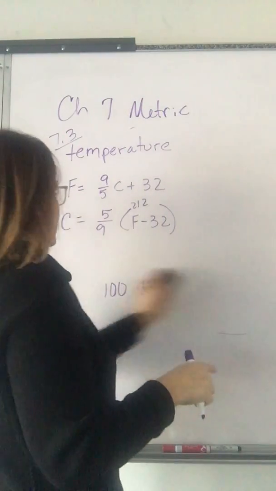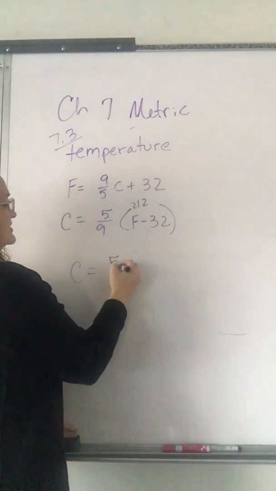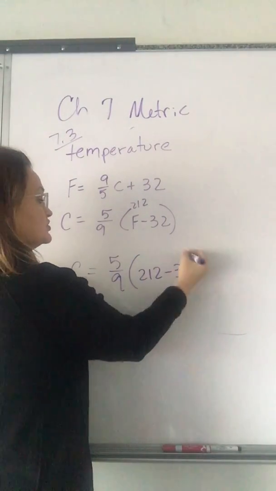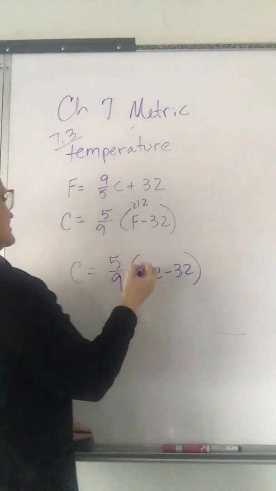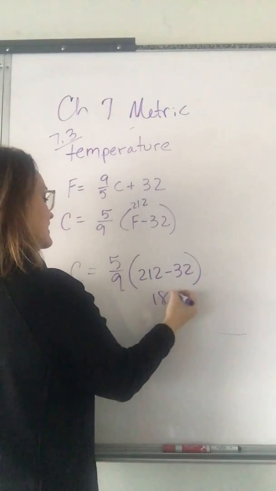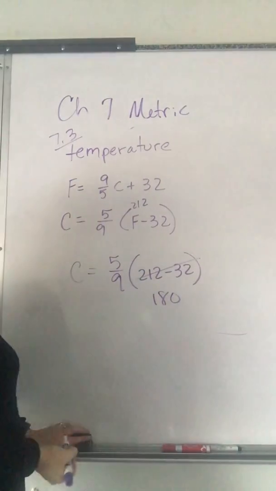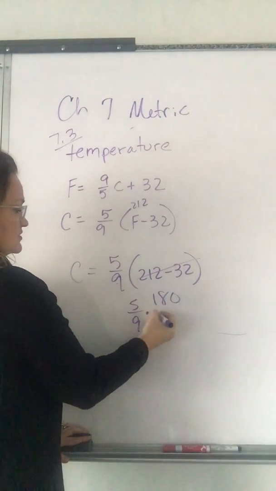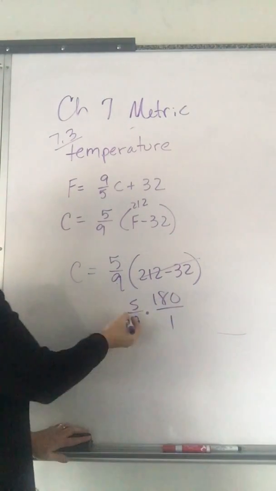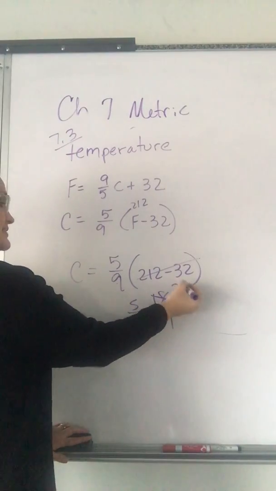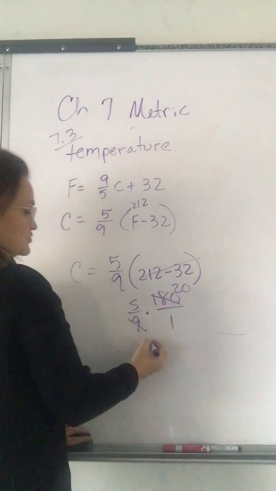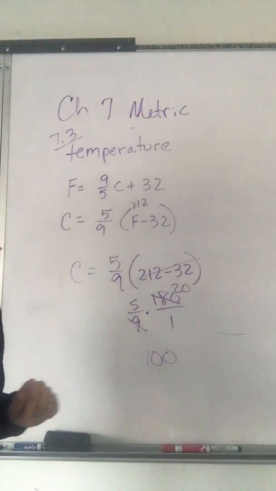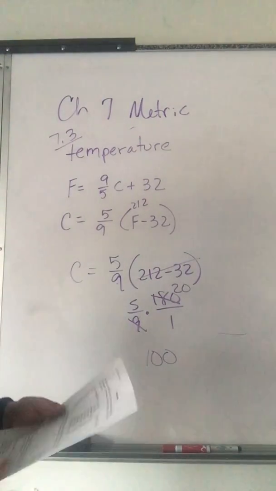So let's check that out. If we do Celsius equals 5/9, Fahrenheit is 212 minus 32. Let's see, what is that? Minus 12, 20, that's 180. You do the parentheses first. Then 5/9 times 180. You can do that on your calculator or by hand. This one goes in nicely 20 times, and then 5 times 20 is 100. So it converts to 100 degrees Celsius, like we knew from the chart.